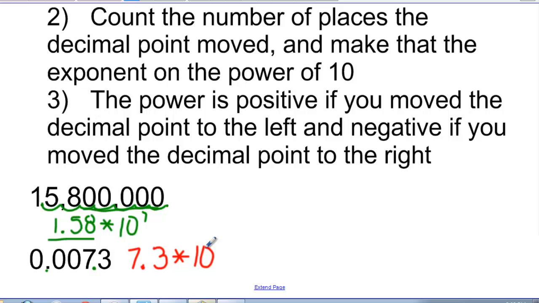Now I need to count how many places I moved my decimal point in order to figure out what the power is. So I can see I moved my decimal point 1, 2, 3 places, and I moved it to the right. So if I look at that rule, that means that my power is going to be a negative 3. So that is how you write numbers in scientific notation. You just follow those steps.